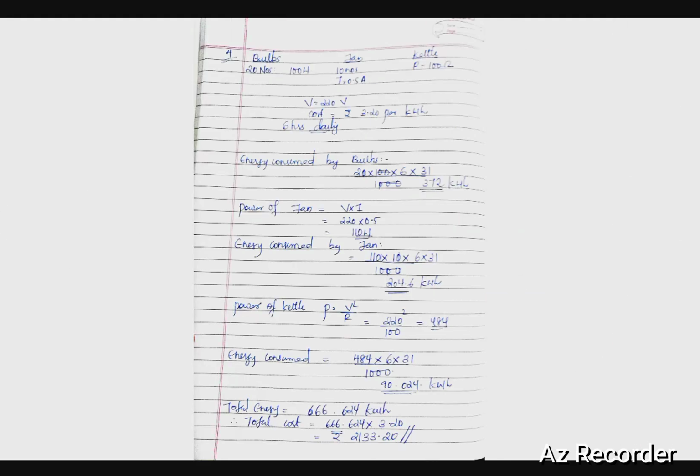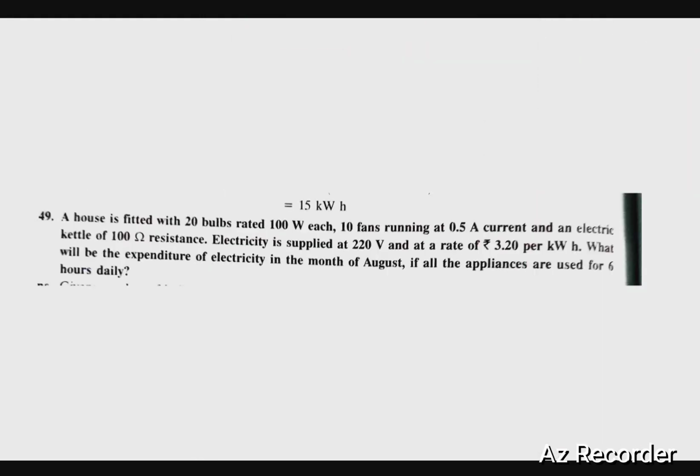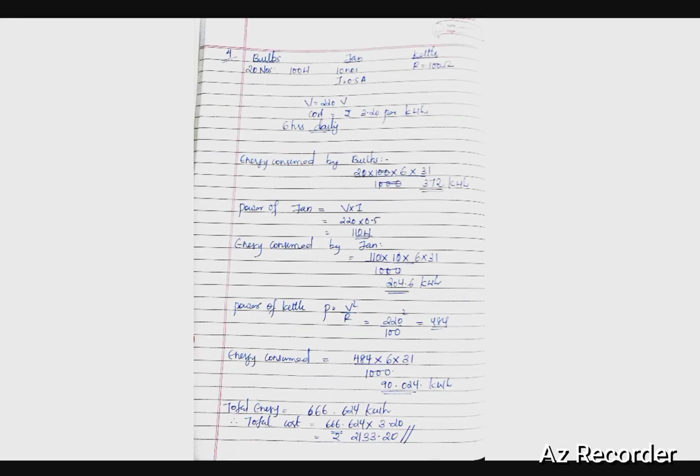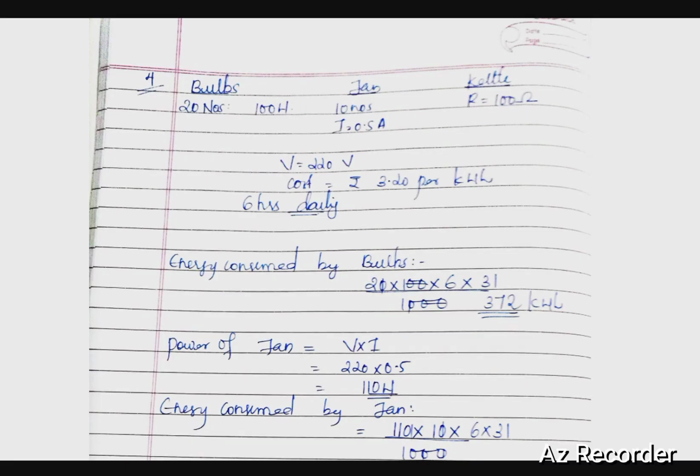Okay, we need to calculate the expenditure of electricity in the month of August if all the appliances are used for 6 hours daily. On a daily basis, all the appliances are used for 6 hours. We need to calculate the total amount of the electric expenditure. Okay, so let's try to solve it.